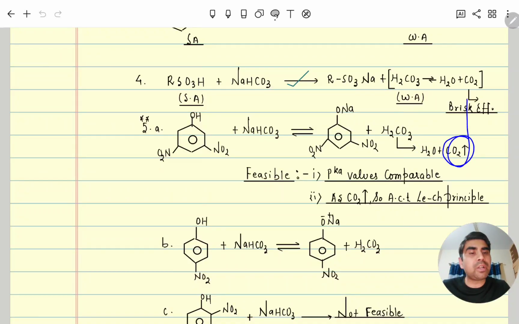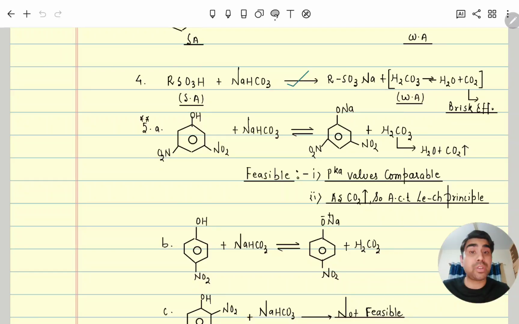CO2 gas will evolve. As CO2 gas evolves, this concentration will decrease, meaning the reaction will have more tendency to move forward, because this reaction is in equilibrium and, according to Le Chatelier's principle, if the amount of product decreases, to again attain equilibrium the reaction will move in the forward direction. Hence, even though it is relatively a weak acid, due to that equilibrium nature and CO2 being released, according to Le Chatelier's principle this reaction will move in the forward direction to attain equilibrium.